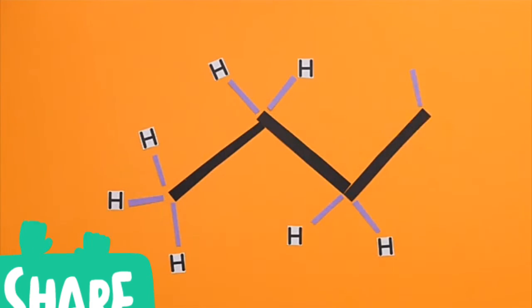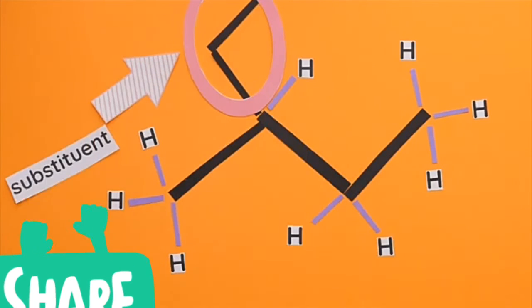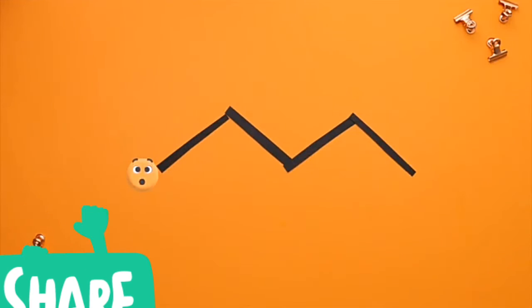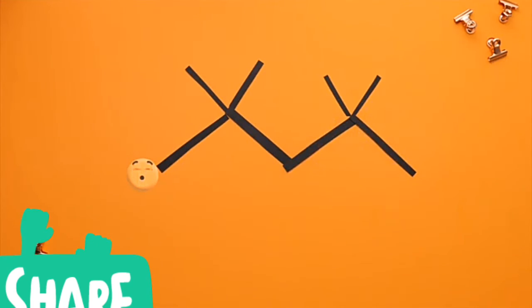But we can also have something known as a substituent, which is an atom or group of atoms that replaces a hydrogen and gets attached to the carbon in the longest carbon chain. Think of it this way. The longest carbon chain is like the body of a person, and the substituents are the arms or legs, because that's what's sticking out of the body.